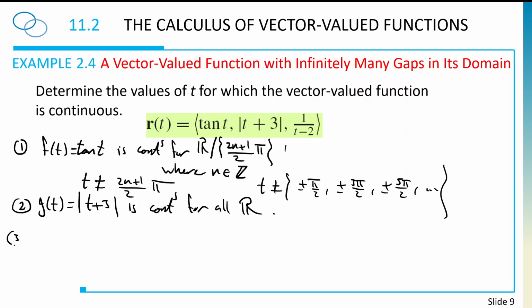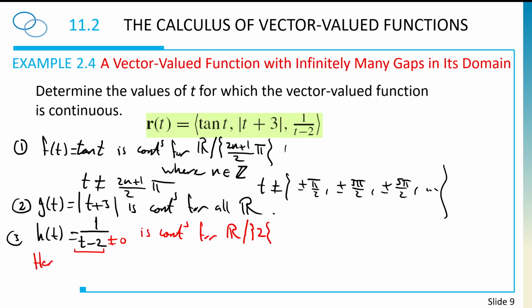Lastly, I need to discuss h of t, which is a rational function, 1 over t minus 2. And we know anytime we have a rational function, the denominator can't be equal to 0. We can't accept 0 in the denominator. It will be undefined. So basically, this is continuous for all real numbers except at the value which makes the denominator 0, which is 2. So everything except 2.